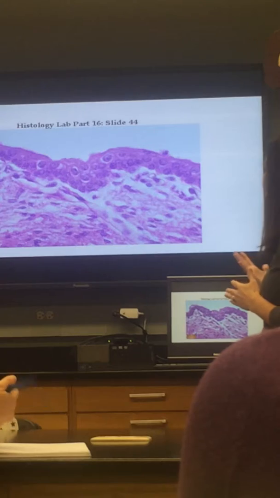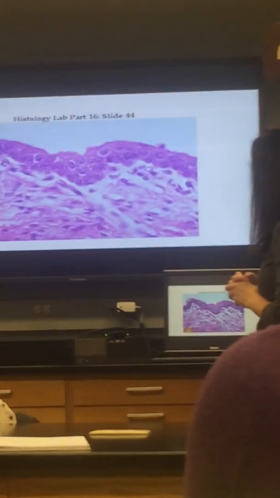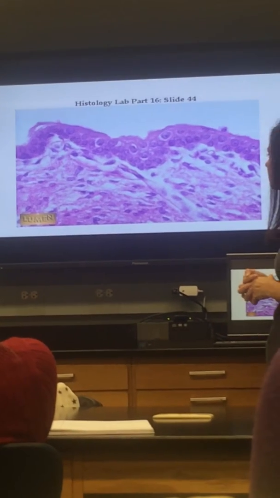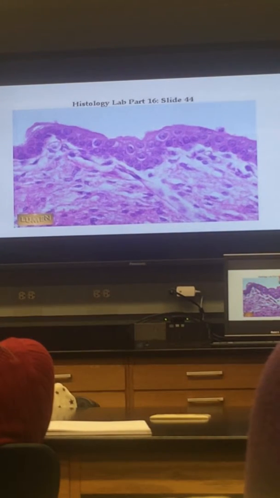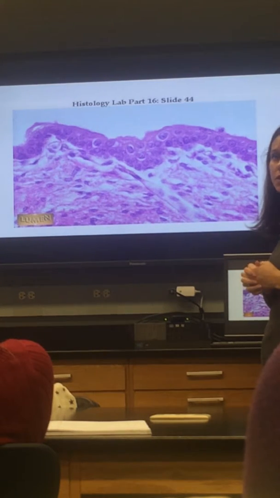So what kind of epithelium do you see here? No. It's not stratified squamous. It's still your transitional. Still transitional epithelium.